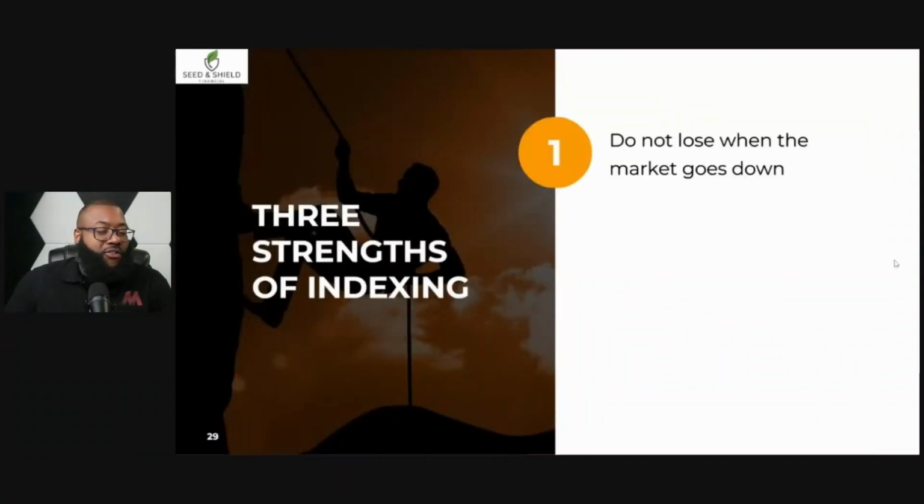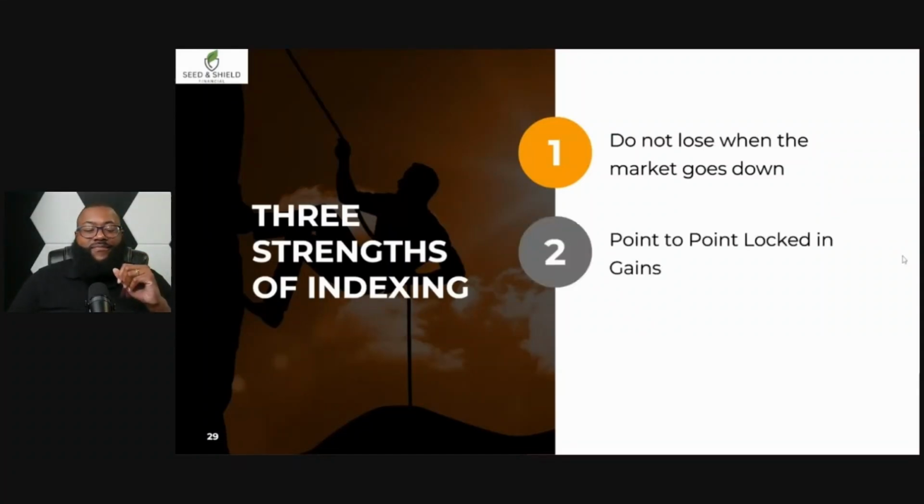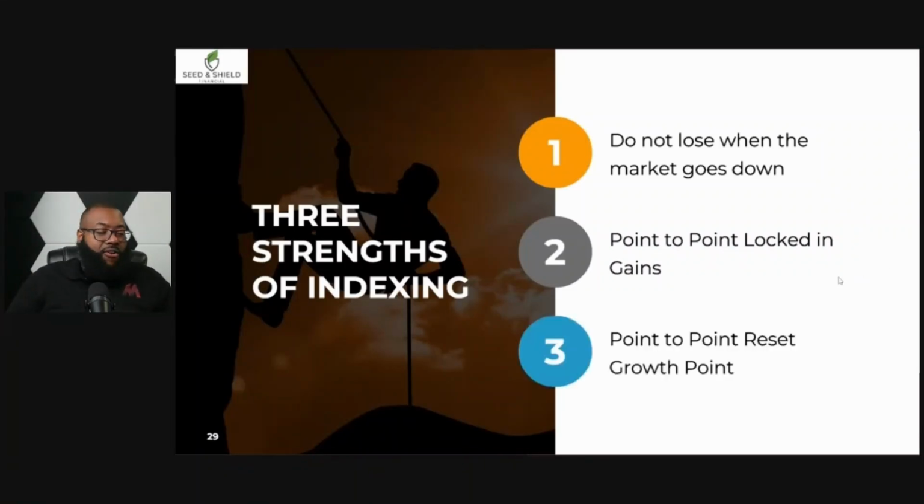I'm gonna be honest with you. There's three strengths of indexing. Number one, you do not lose when the market goes down. Number two, point-to-point locked-in gains. So from the time that your IUL is started and the annual usage of an IUL, you're locked in. They can't be like, oh, well, we're going to change this up on you. No, it's locked in. Whatever index you're linked to, that's exactly what you get. The performance is locked in, guaranteed.